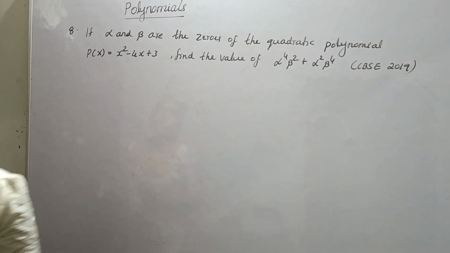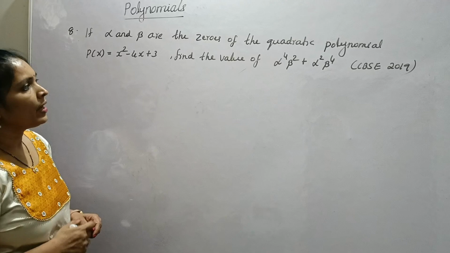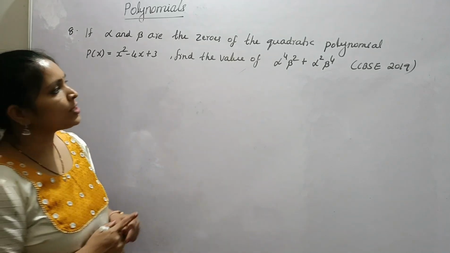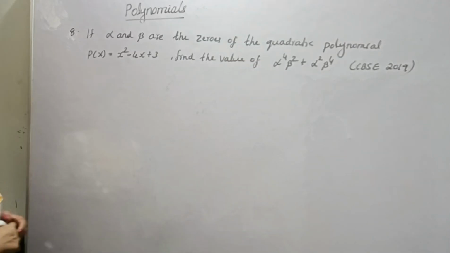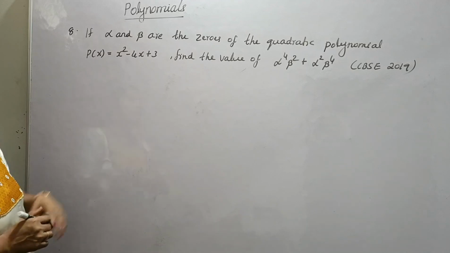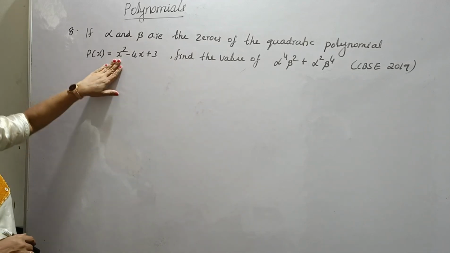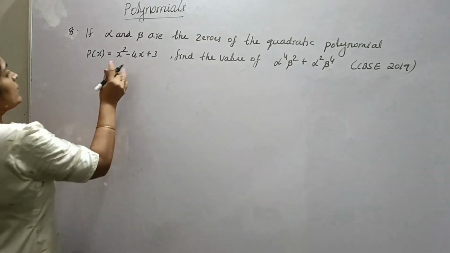If alpha and beta are the zeros of the quadratic polynomial p of x equal to x square minus 4x plus 3, find the value of alpha raised to 4 beta square plus alpha square beta raised to 4. CBSE 2019 question. Here it is given that alpha and beta are the zeros of the given quadratic polynomial x square minus 4x plus 3.